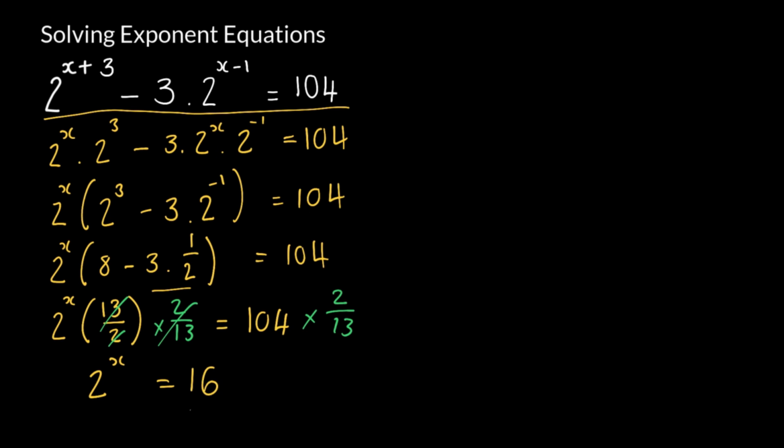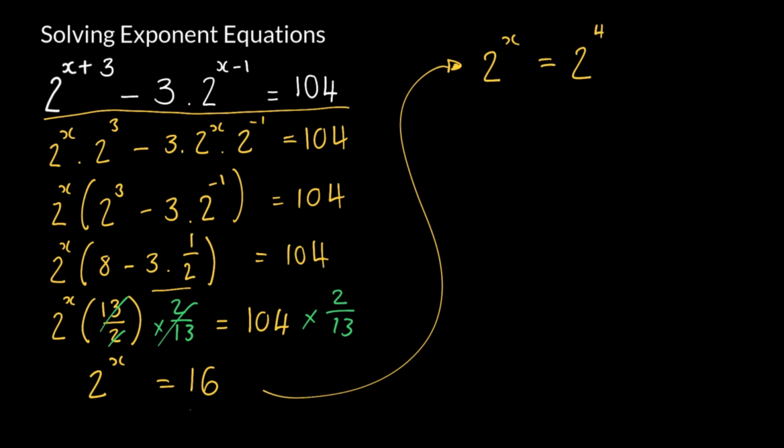All right, now we've got 2 to the power x, and we know that 16 can be written as 2 to the power 4. I'm just going to carry on over here. 2 to the power x is equal to 2 to the power 4. And now that my bases are the same, I can equate my exponents. Therefore, x is equal to 4, and that's the answer we're looking for.